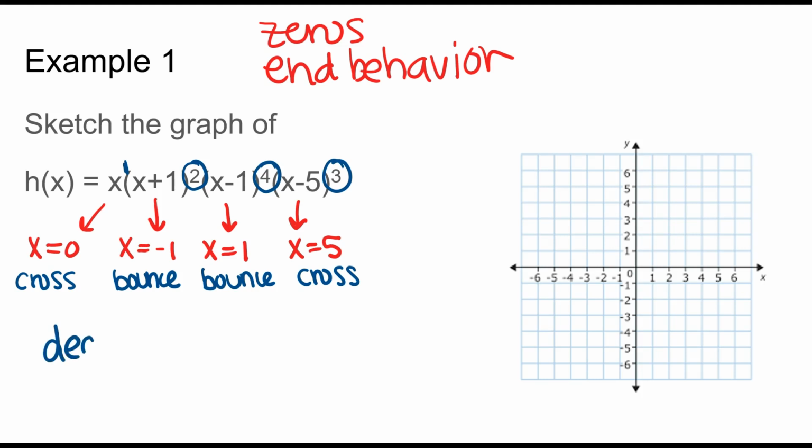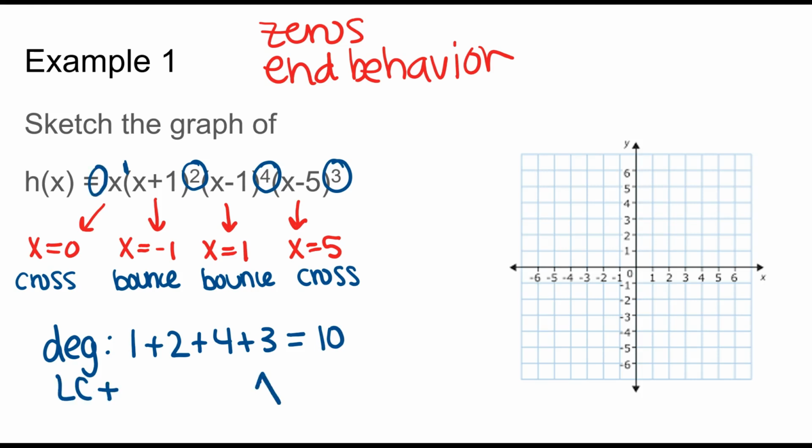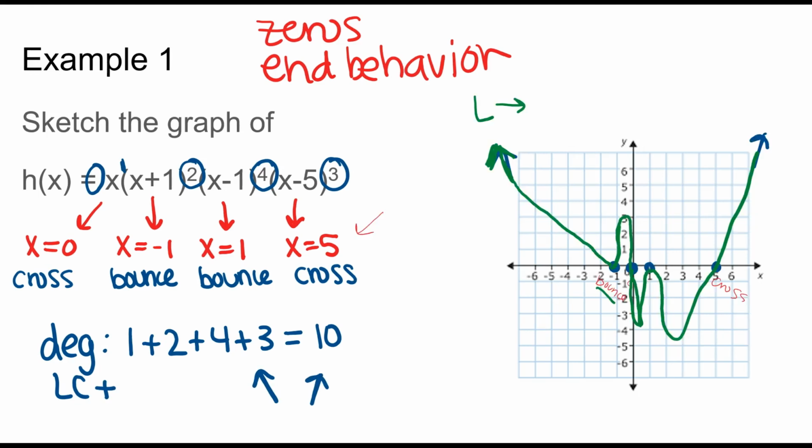So we need to find the degree of this function. So the degree is going to be 1 plus 2 plus 4 plus 3. So the degree is 10. And the leading coefficient here is positive. So we know that the end behavior is going to look like this.